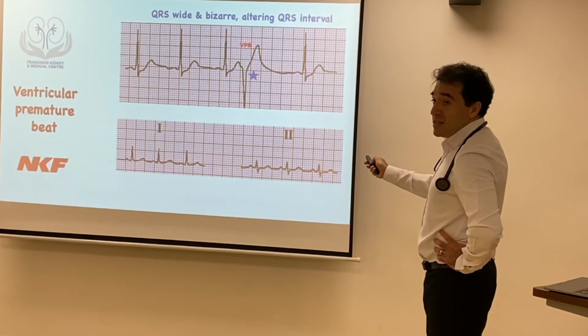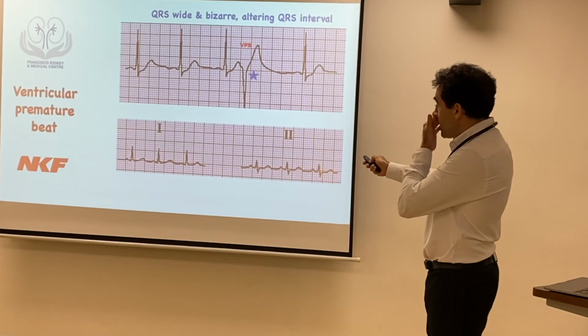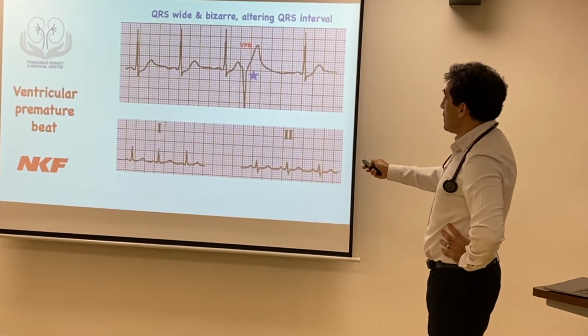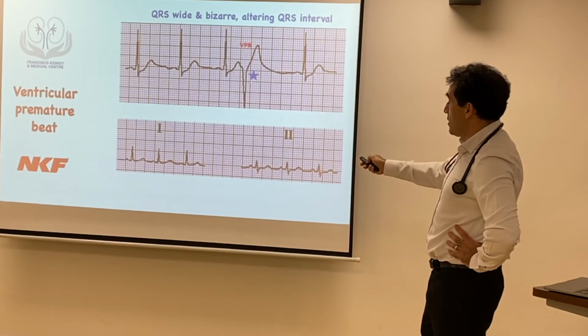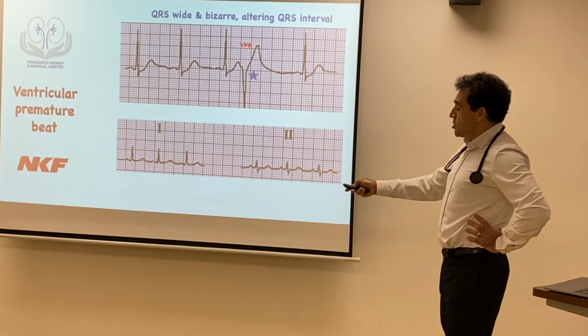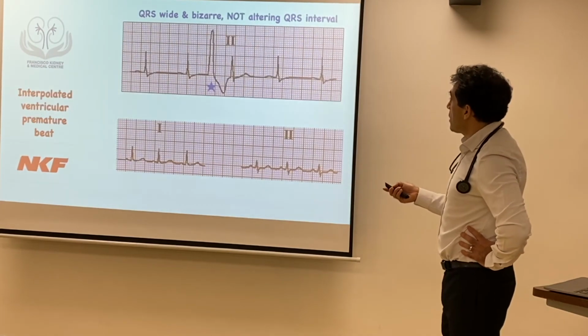Suddenly it delays a little bit, because this one works like one. So it occurs before, is created in another part of the heart, in this case the ventricles. That was called ventricular premature beat.